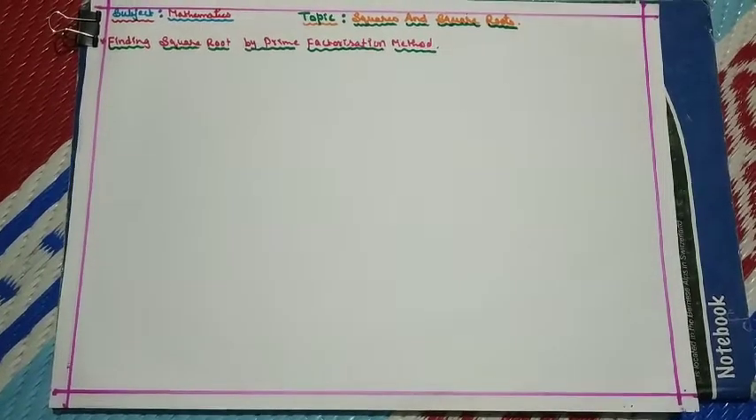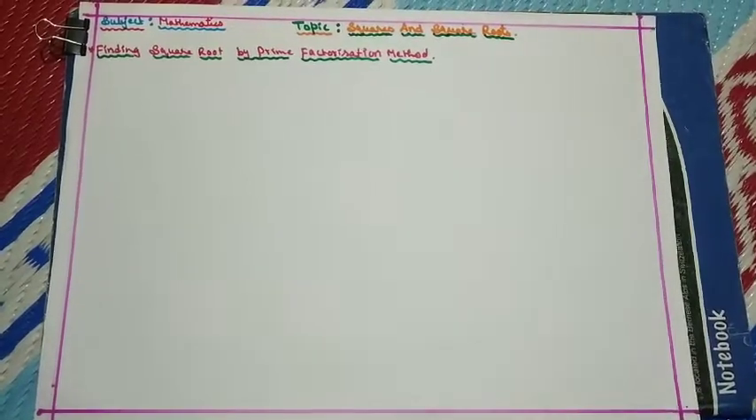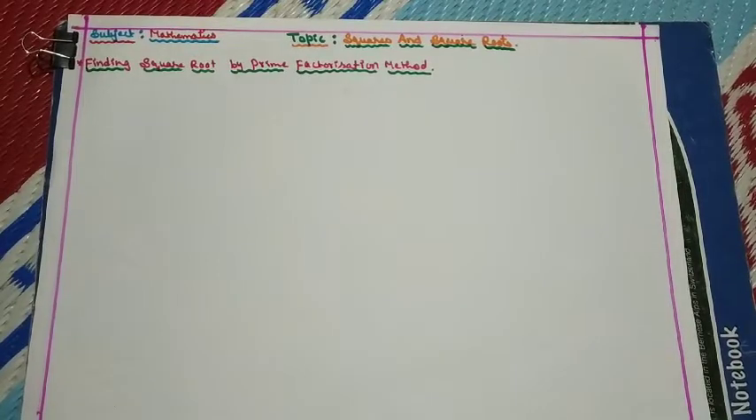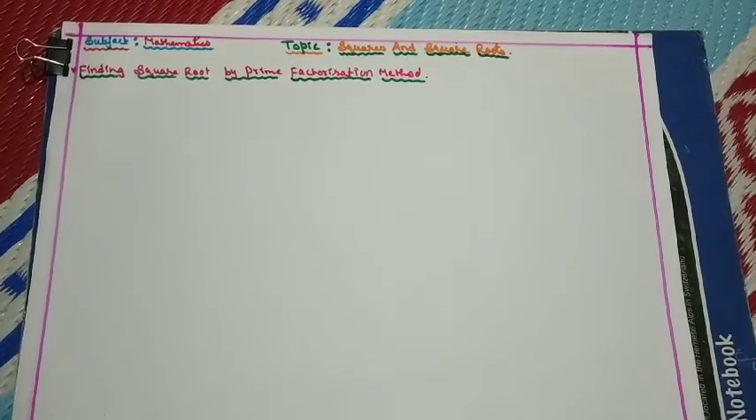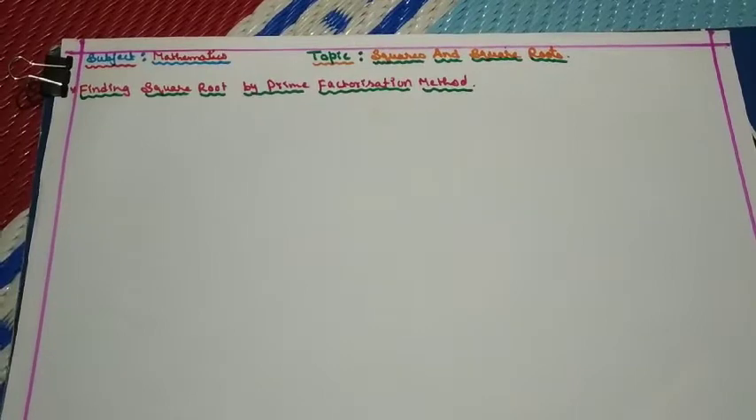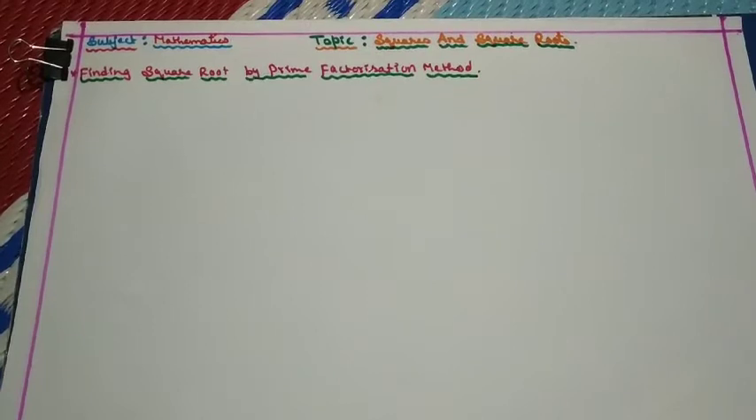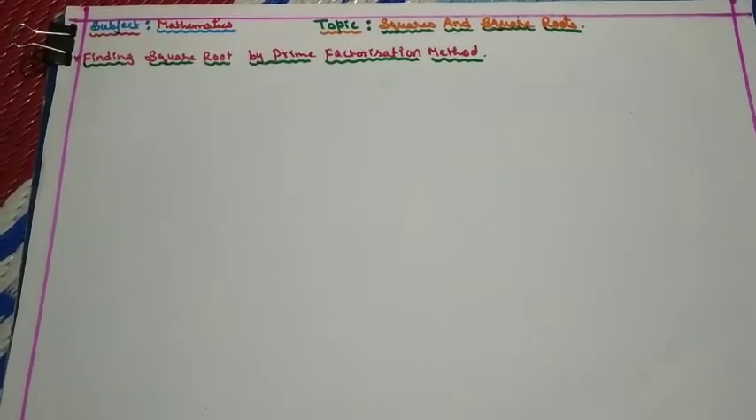In the previous class, we were finding the square root of a number by the repeated subtraction method, and today we are going to do the same concept, that is, finding the square root of a number by the prime factorization method. Then what is prime factorization? Prime factorization is nothing but a process of factorizing a number in terms of prime numbers. Then what are prime numbers? Prime numbers are nothing but the numbers having the factors as 1 and the number itself.